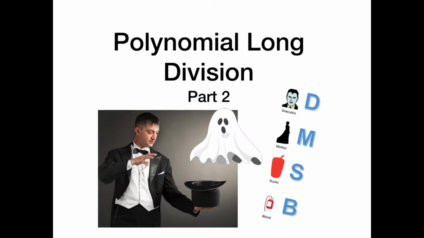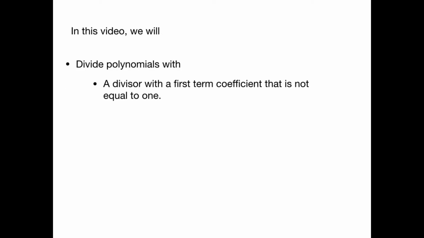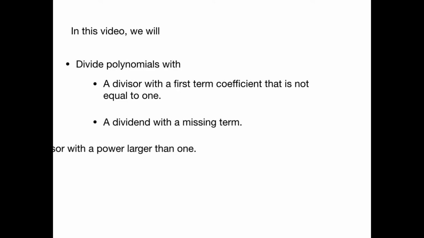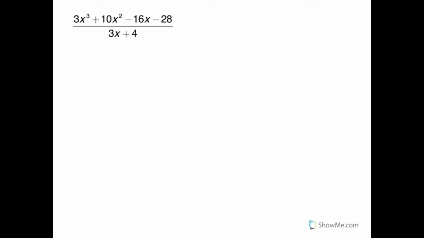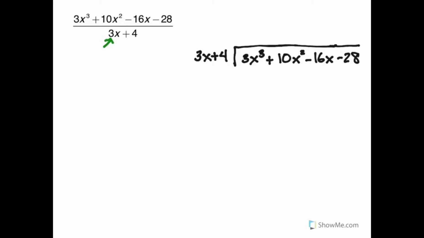Polynomial long division, part 2. In this video, we're going to divide polynomials with some special tricks. What to do with a divisor whose first term coefficient is not equal to 1, a dividend with a missing term, and a divisor with a power larger than 1. In this example, we're going to divide polynomials where the divisor has a leading coefficient other than 1. So 3x plus 4 is going into 3x cubed plus 10x squared minus 16x minus 28.